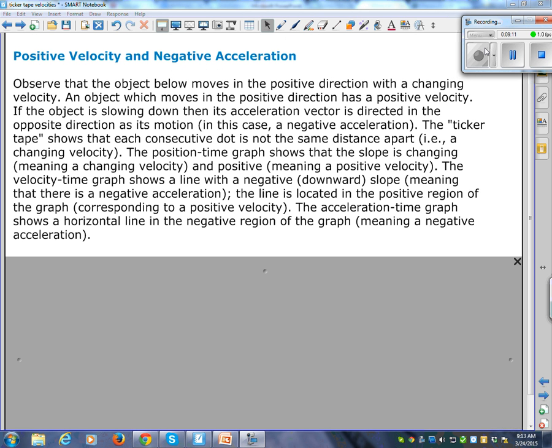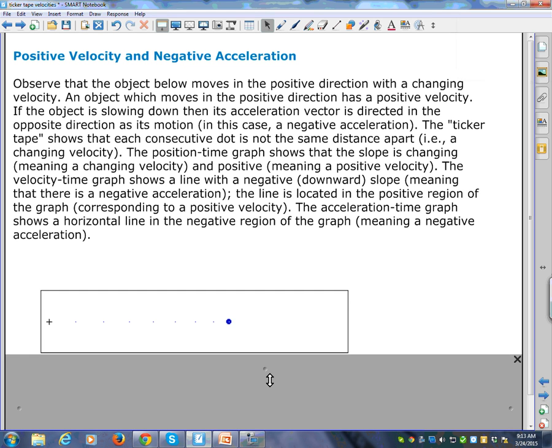Positive velocity, negative acceleration. Moving to the right, but the acceleration is this way. The signs are opposite, so that means slowing down. The turns are getting close together. Slowing down.